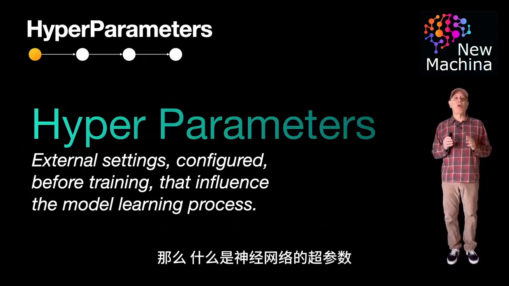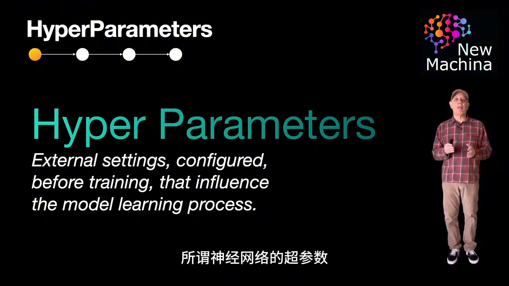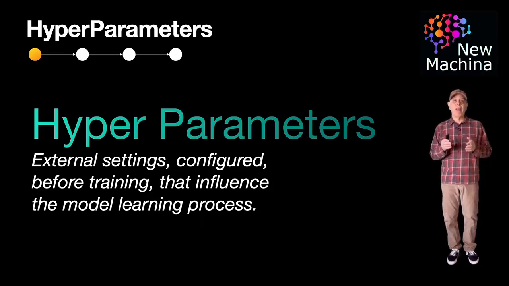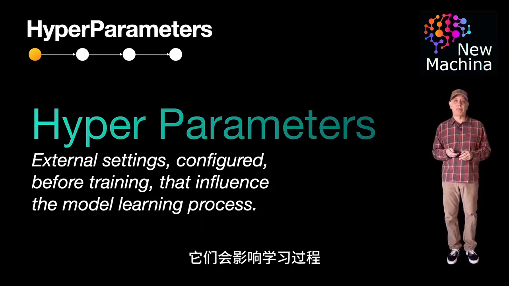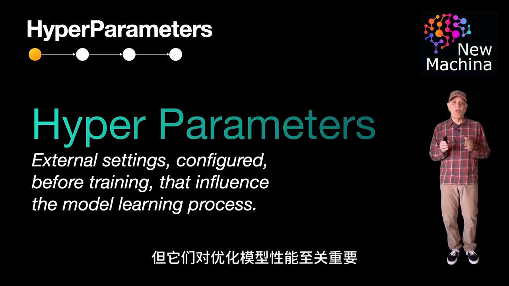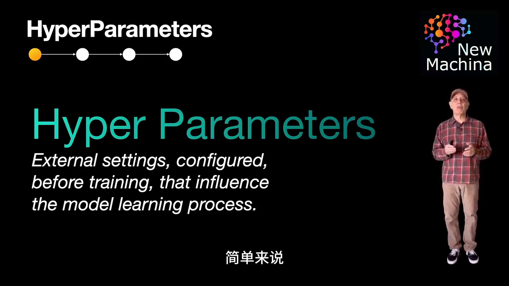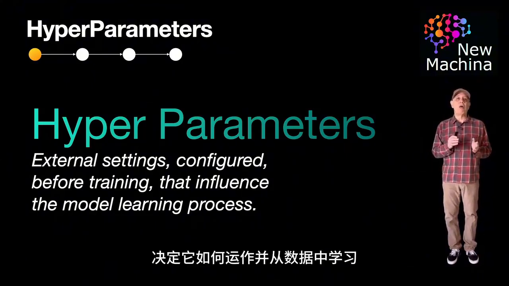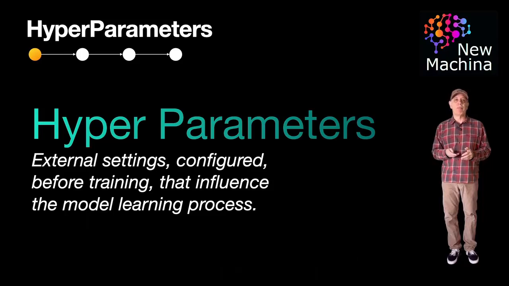Okay, so what are neural network hyperparameters? Neural network hyperparameters are external settings configured before training that influence the learning process. Unlike model parameters, they are not learned from data, but are essential for optimizing model performance. In simple terms, hyperparameters are like the dials on the machine determining how it operates and learns from data.